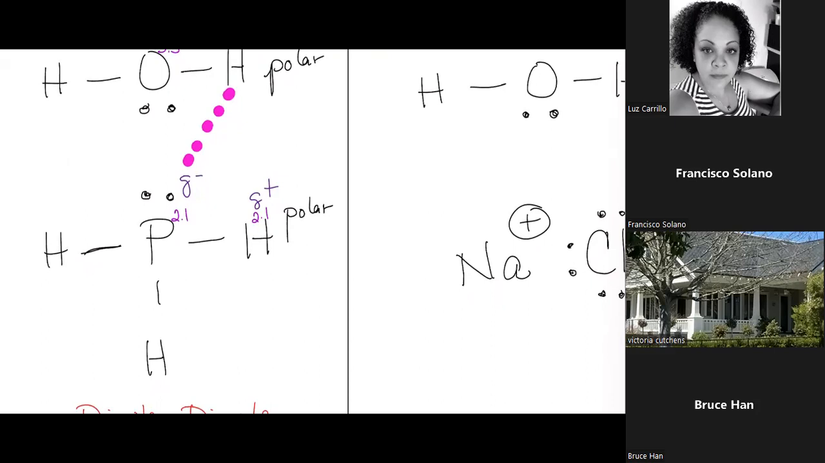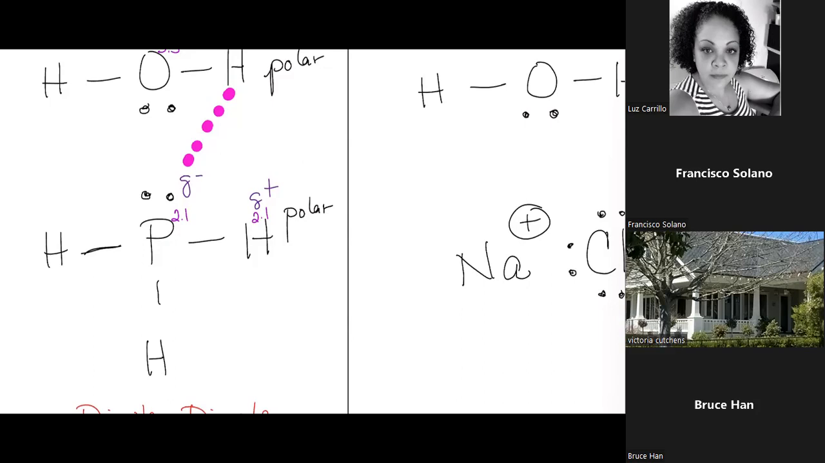Put a one in the chat if that makes sense, because I want to make sure that you guys do not confuse bond polarity with overall polarity. You can see that in phosphine, it has nonpolar covalent bonds, but the molecule is polar, and that's because of the presence of that lone pair, okay?